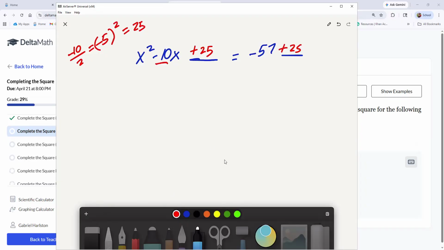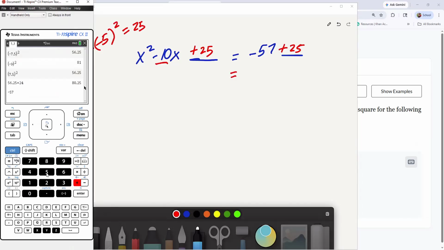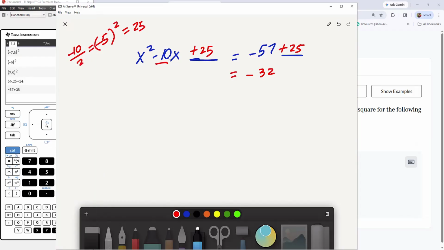All right, so now let's go ahead and figure out what we have on the right-hand side. Our new total on the right-hand side is just going to be a negative 57 plus 25. So that is a negative 32. So that's what we have here. And now I'm going to come here and rewrite this using this minus 5. So this is going to be x minus 5 squared. Now, if you're wondering where that minus 5 came from, it's half of the b term. That's what goes here. Half of the b term goes here, and when you square half of the b term, that's what you add to both sides.